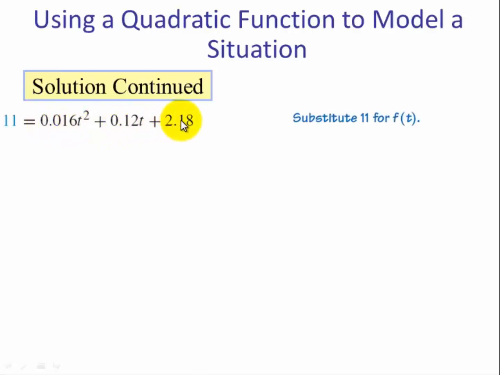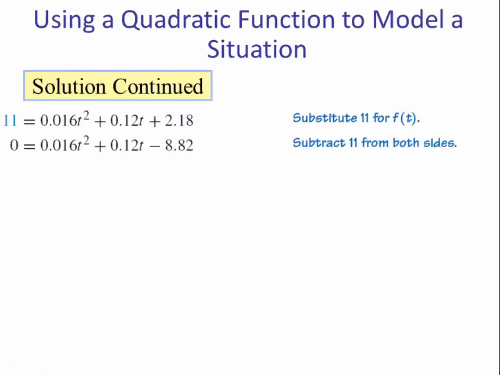So we take our model, we set it equal to 11 because we want to know what time it will reach 11 billion. Since the units are billion, F of T will be 11. Next, we need to put this in standard form, so we subtract 11 from both sides. Now this is in standard form. This is A, this is B, this is C.